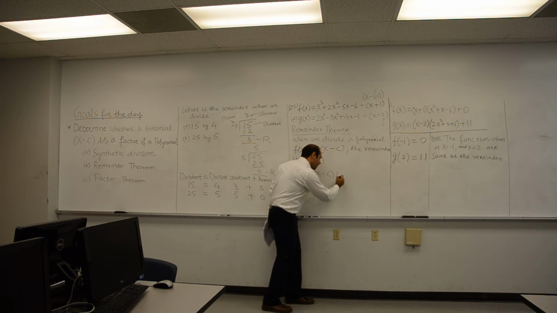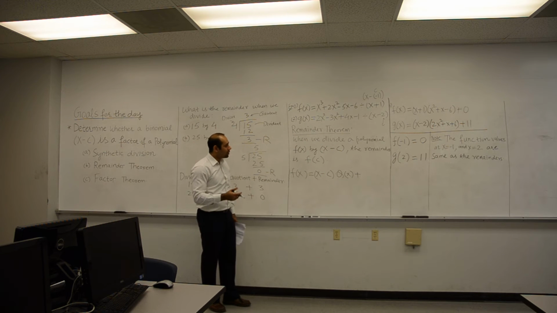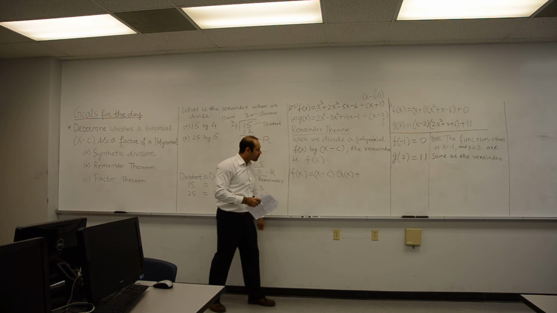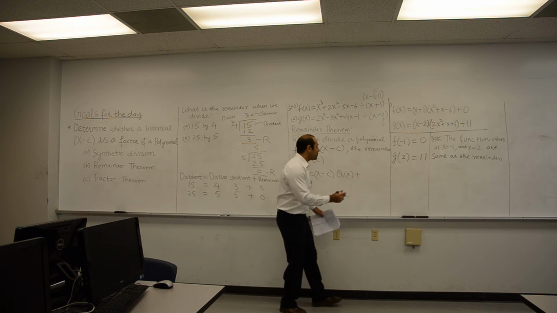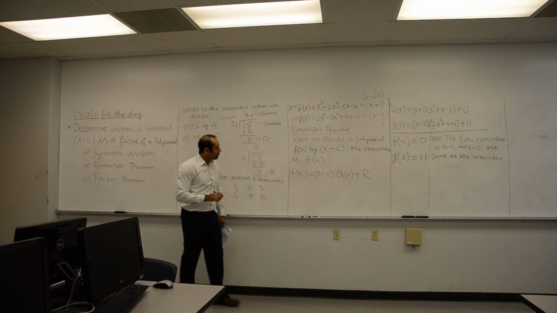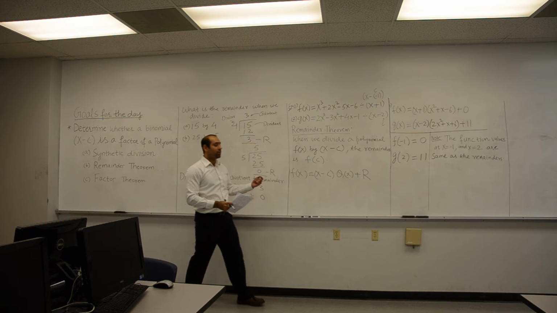So let us represent the quotient by q of x. So q of x could take any value. It can be a quadratic, cubic, depending on what we start from with the original function. And then of course there is the final piece, which is the remainder r, right? And we are trying to verify it for any c.